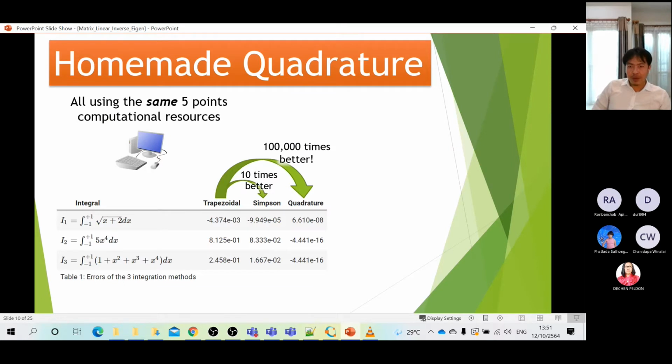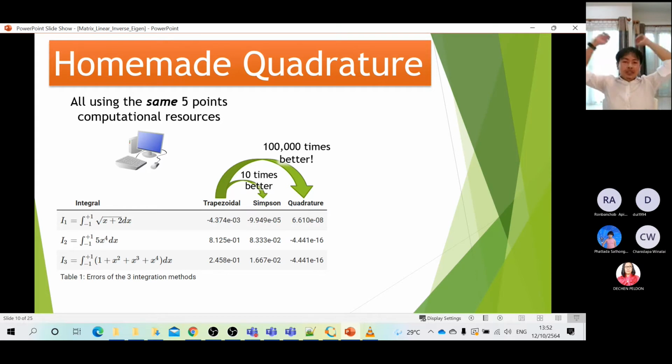summary of these methods. Again, it is very amazing how we only have 5 points total, only 5 points for all 3 methods: trapezoidal, Simpson's, and quadrature. Same computing power for all 3, but we have much better accuracy. From here to the middle one, you get 10 times better. What about quadrature? You have 100,000 times better. That's amazing accuracy. 100,000 times better than trapezoidal. How is it even possible?